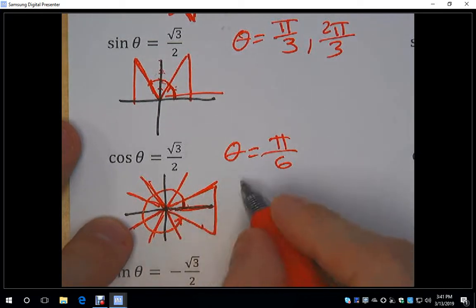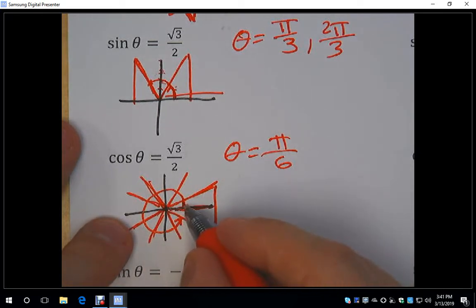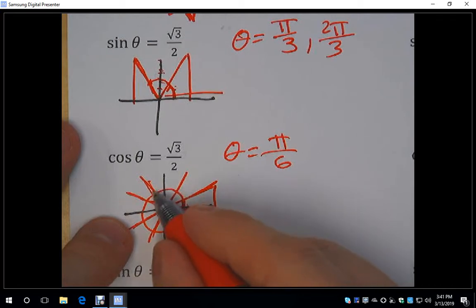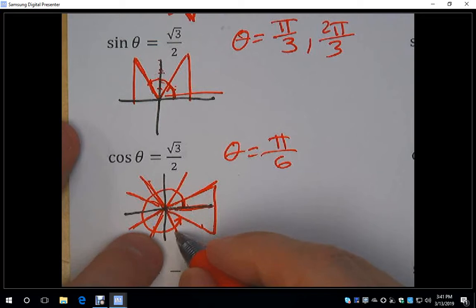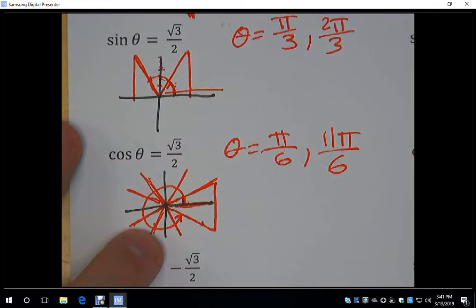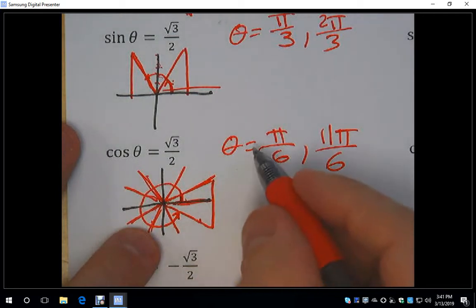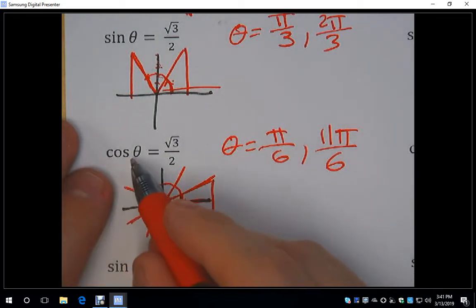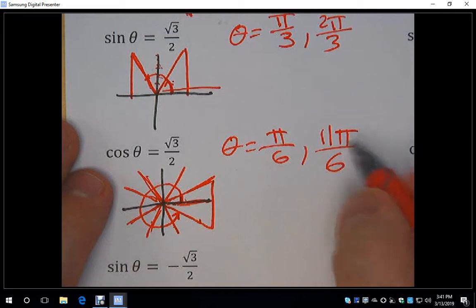That will give us the same angle, which is what? 1 pi 6, 2 pi 6, 3 pi 6, 4 pi 6, 5 pi 6, 6 pi 6, 7 pi 6, 8 pi 6, 9 pi 6, 10 pi 6, 11 pi 6. So 11 pi 6 is going to be theta. For cosine, theta is pi 6 and 11 pi 6.